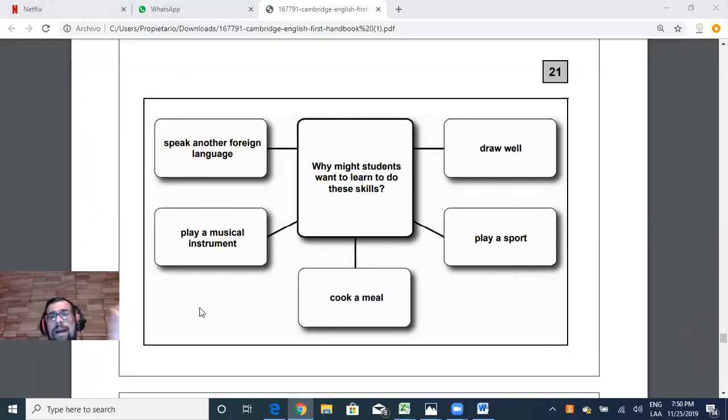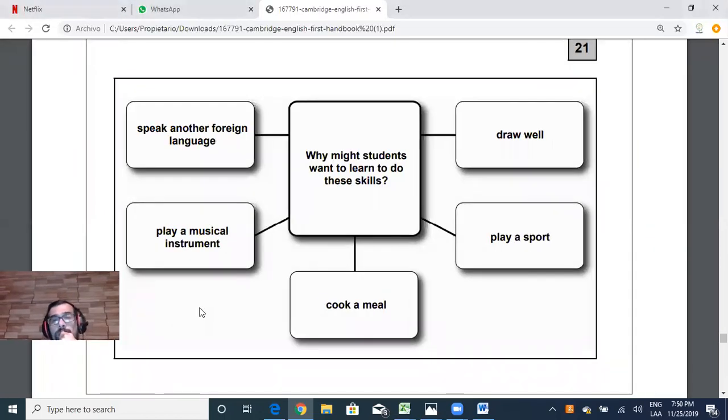Okay, it says, why my students want to learn to do these skills. Okay, so let's start talking for 2 minutes.